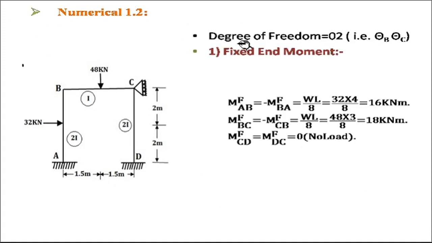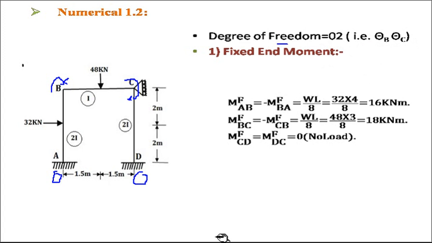The first step in the slope and deflection method is to find the degree of freedom. At A, as there is a fixed support, the degree of freedom is 0. At D, again the support is fixed, so it is 0. At B and C, there will be a rotation. At C also the rotation will be there, joint C. So the degrees of freedom are 2, that is theta B and theta C.